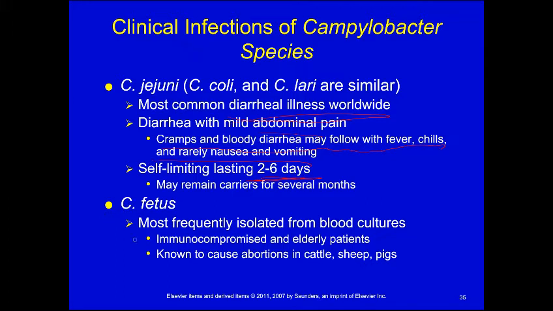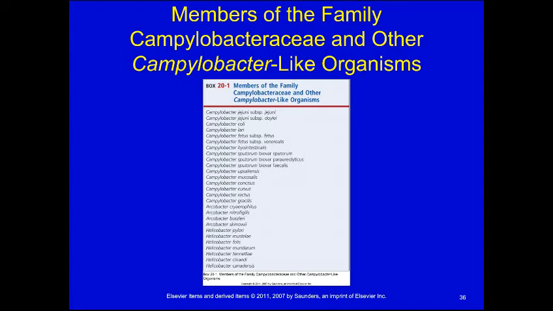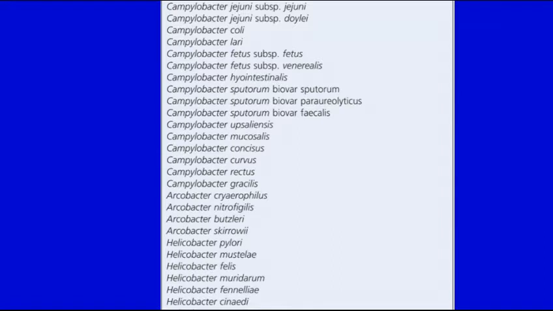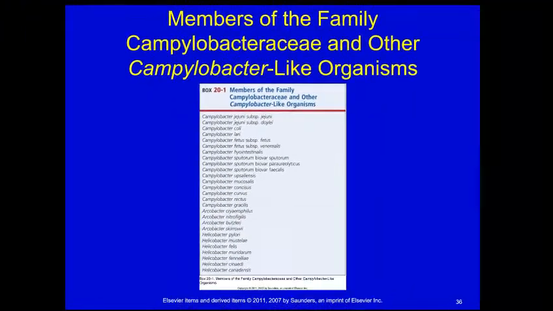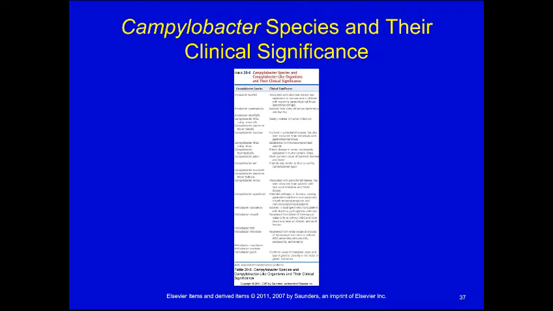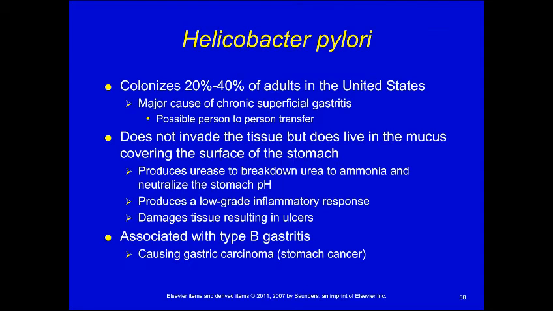The Campylobacter fetus. Most frequently isolated from blood cultures. Immune-compromised and elderly patients are affected. Known to cause abortion in cattle, sheep, and pig. Abortion, hindi sa tao, ha? Cattle, sheep, and pig. Kaya siya ay Campylobacter fetus. So, these are the members of your Campylobacteriaceae and other Campylobacter-like organisms. Okay? Here is the table for Campylobacter species and their clinical significance.